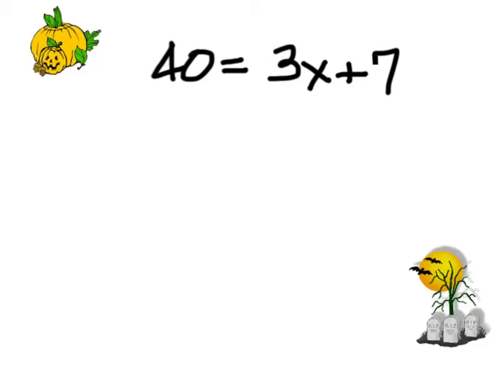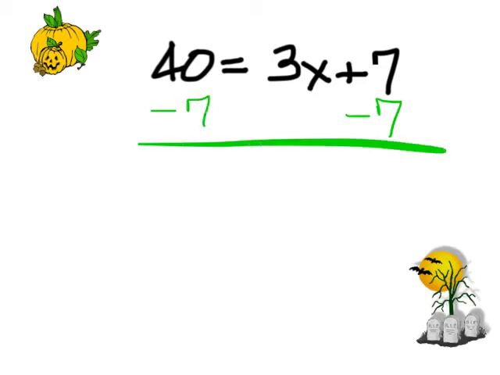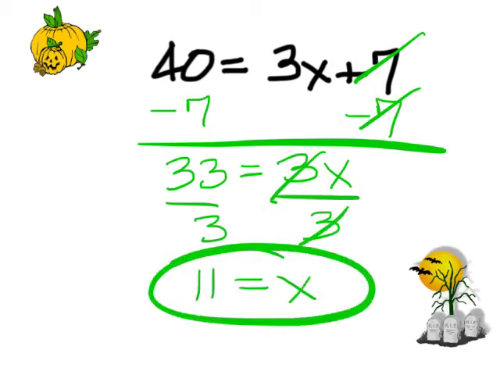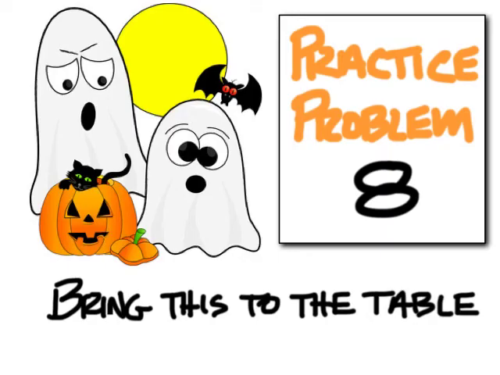Bonus problem number 7. You should subtract 7 from both sides. These cancel out. You have 33 equals 3x. Divide both sides by 3 to get an answer of 11.